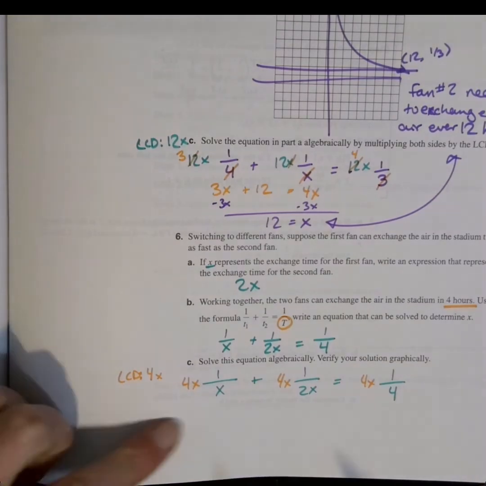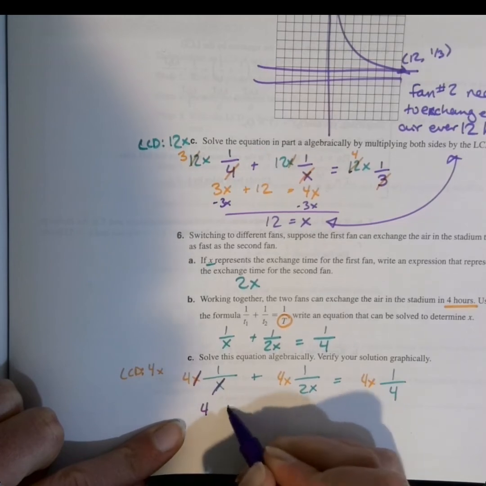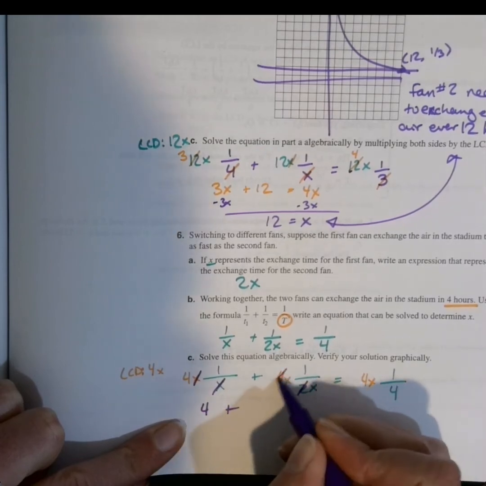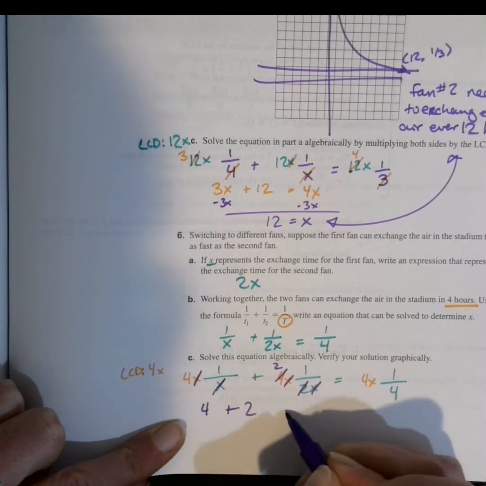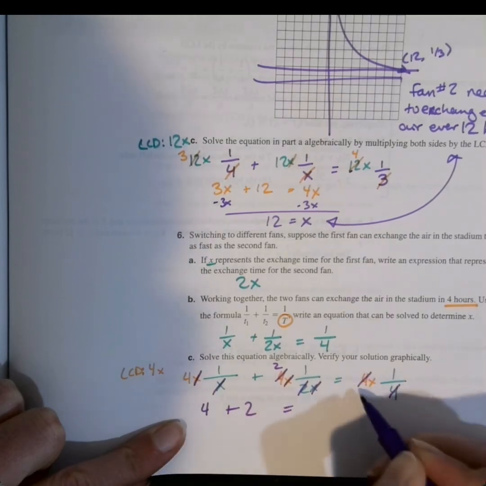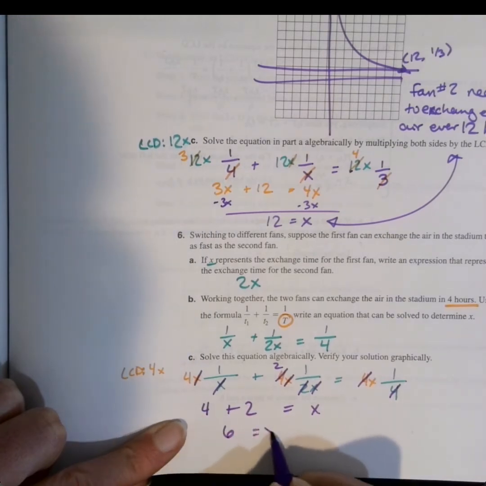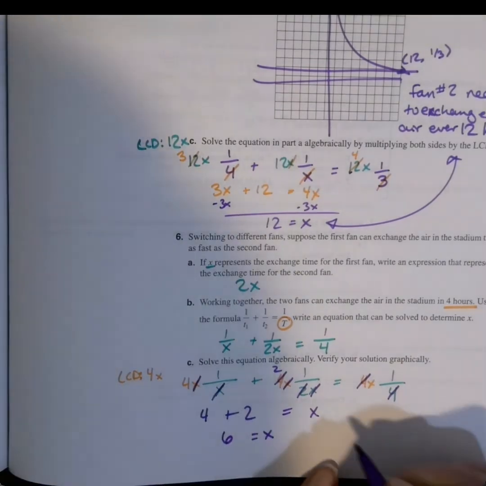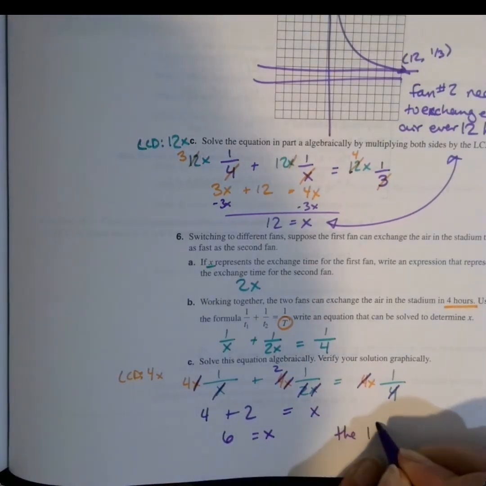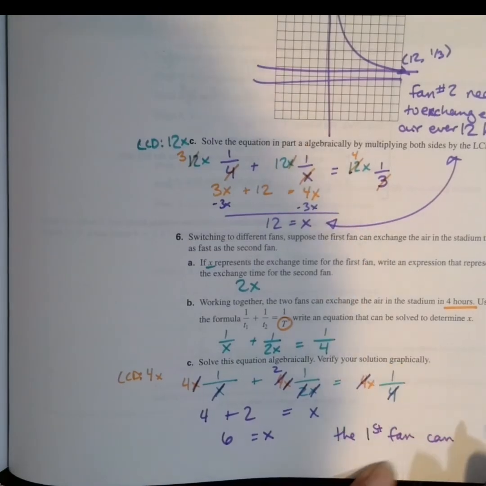So in the first denominator, the x's cancel, so I have 4 times 1 is 4, plus 2 goes into 4 twice, and the x's cancel, so 2 times 1 is 2, equals, the 4's cancel, and x times 1 is 1x. So that would be 6 equals x. That means that the first fan can exchange the air in 6 hours?